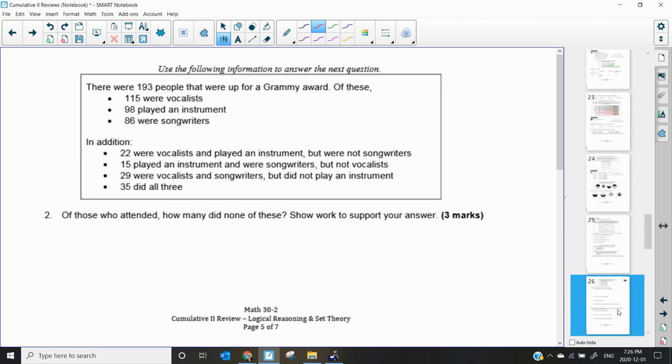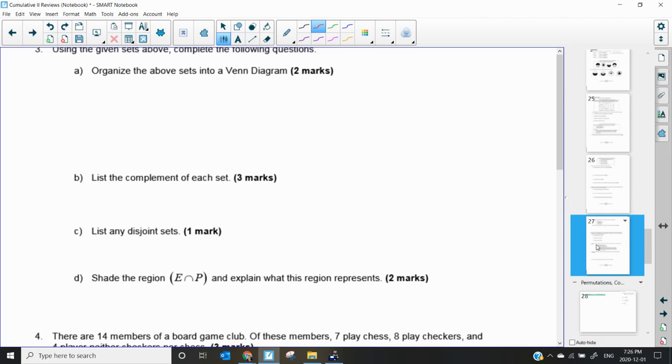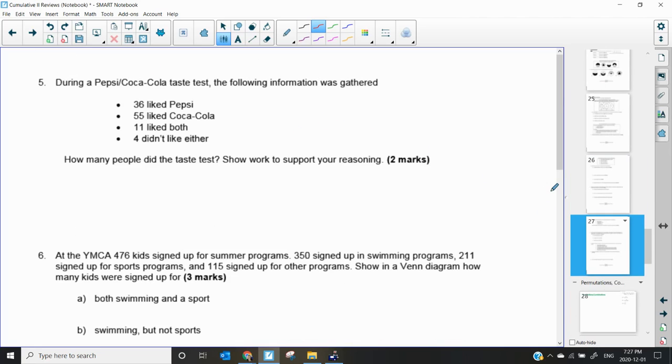All right, moving on, we're going to practice drawing out a diagram here. And so for this one here, it says, during a Pepsi Cola taste test, the following information was gathered. 36 liked Pepsi, 55 liked Coca-Cola, 11 liked both, and 4 didn't like either. And the question is, how many people did the taste test?